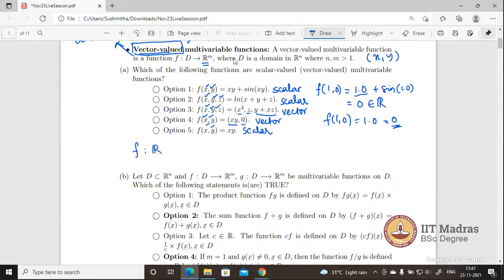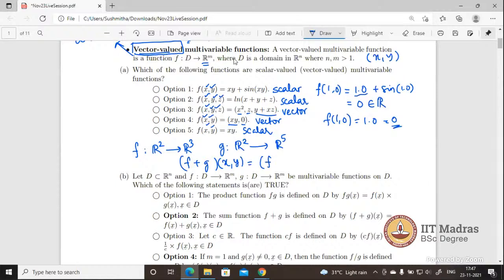Suppose I have f from R2 to R3 and g from R2 to R5. Can I add f and g? No, ma'am. The dimensions should be the same, because addition is actually defined component-wise, right?